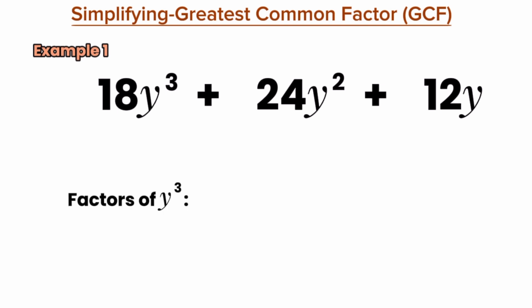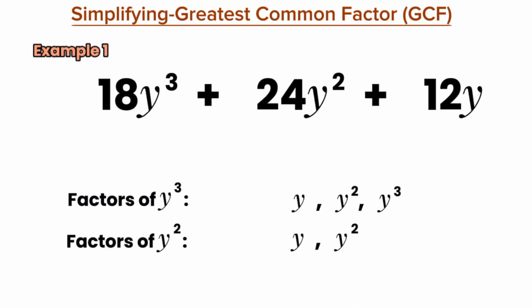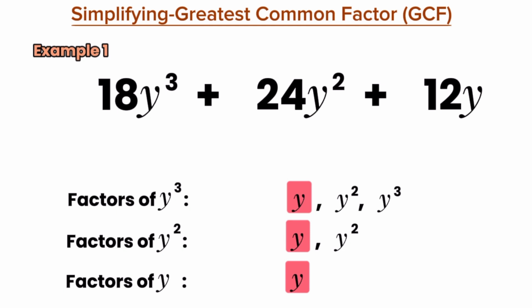So with y to the power of 3, it can be evenly divided by the factors y, y squared, and y to the power of 3. For y squared, the factors are y and y squared. And lastly, for y, the factor is just y. Now when we take a look at the greatest common factor, you'll notice that y is the only factor that they share in common.